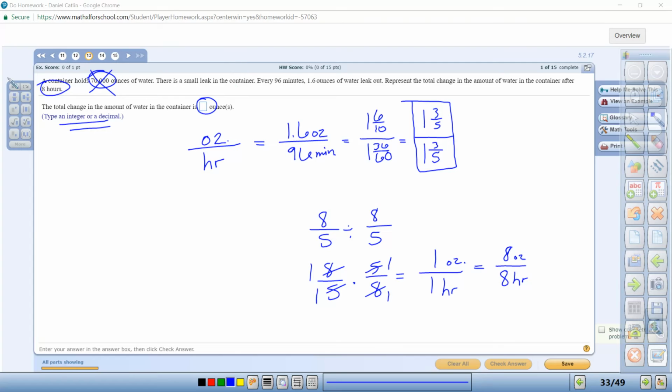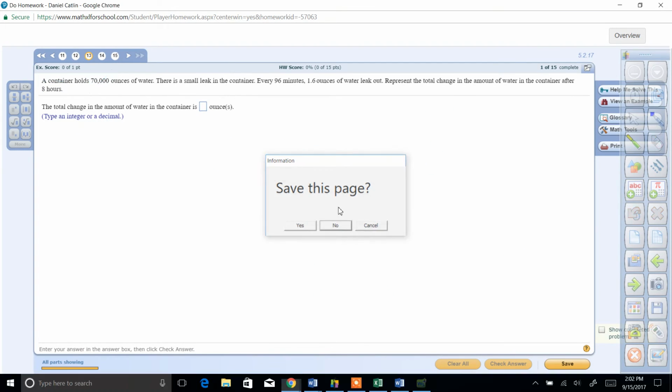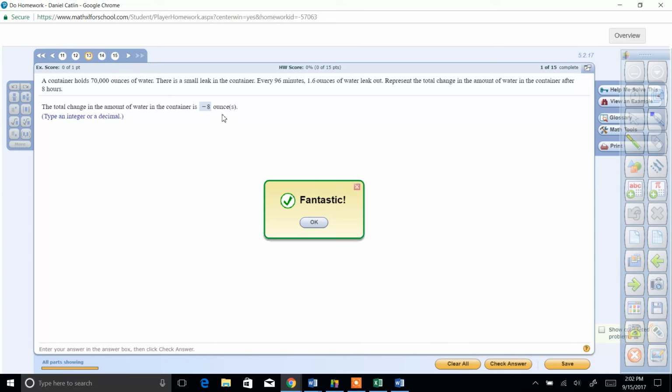I do believe, and I can check this, I think this one wants you to type it in as a negative since it's leaking, but let's see. Yes, it does. See how it has to be negative? If I would have typed in positive 8, I would say that would probably be wrong.